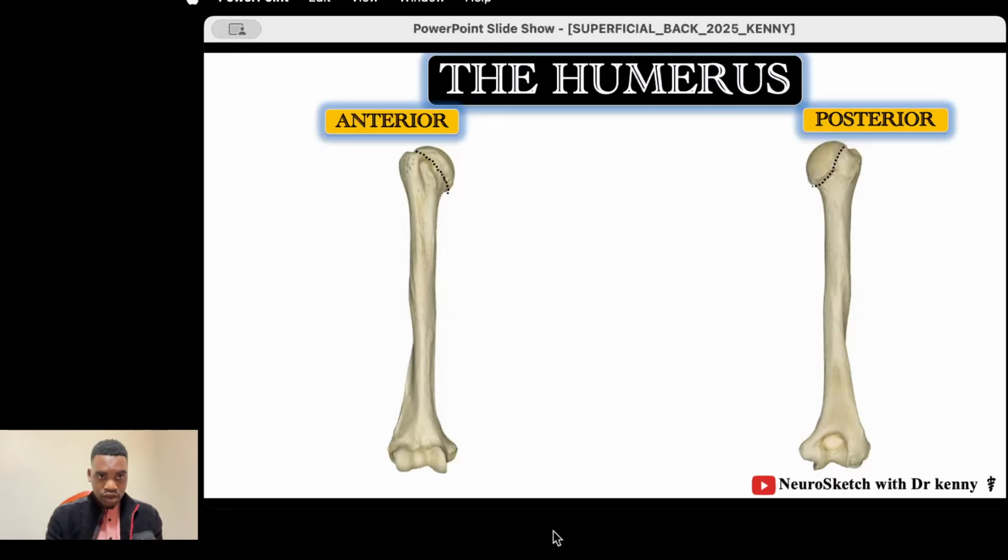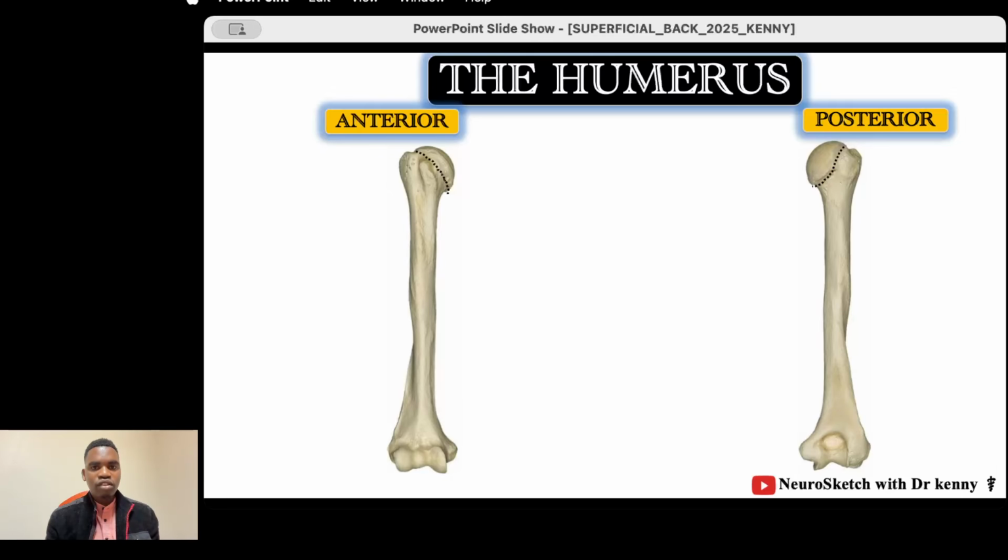We're going to see both the anterior and posterior views. This is the anterior view and this is the posterior view. We're going to move from proximal all the way to the distal parts of the humerus, discussing different surface features. All right, so this rounded elevation here is known as the head of the humerus.